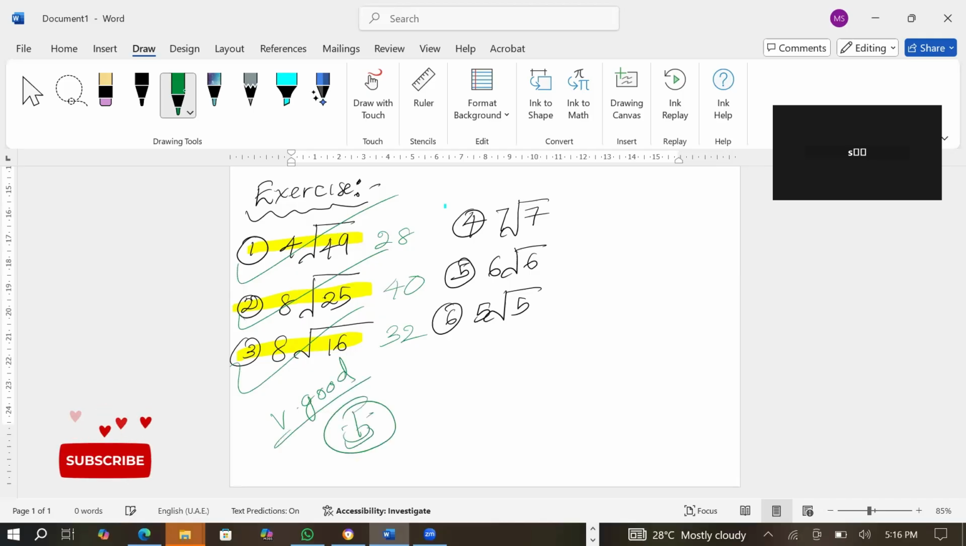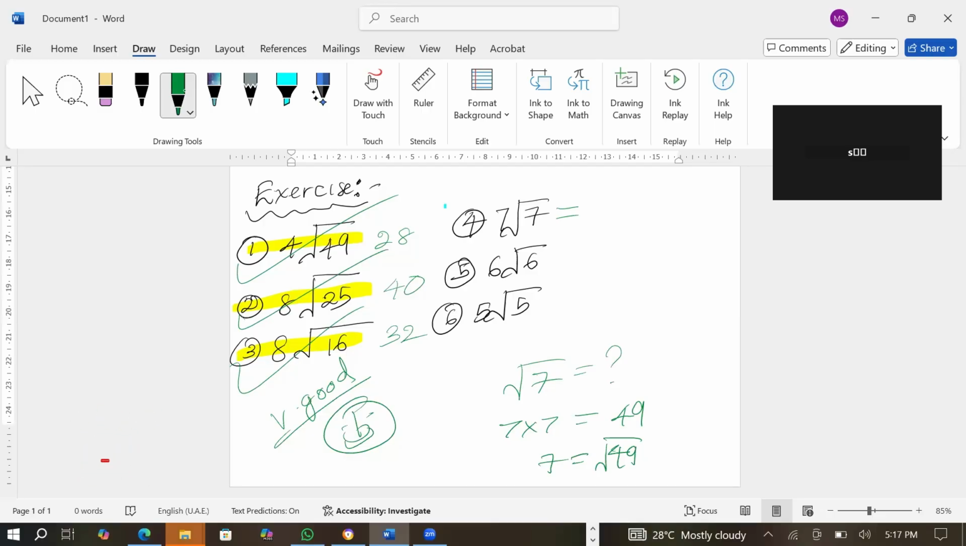So, what about questions number 4, 5, 6? What is the answer? Any idea? What is the root of 7? 7 times 7 is 49. Root 49 is 7. But what is root 7? Is it a perfect square number? No, so it's a decimal number.